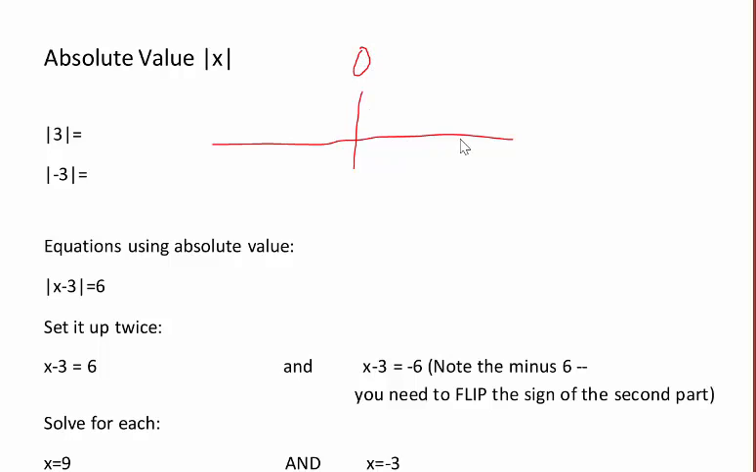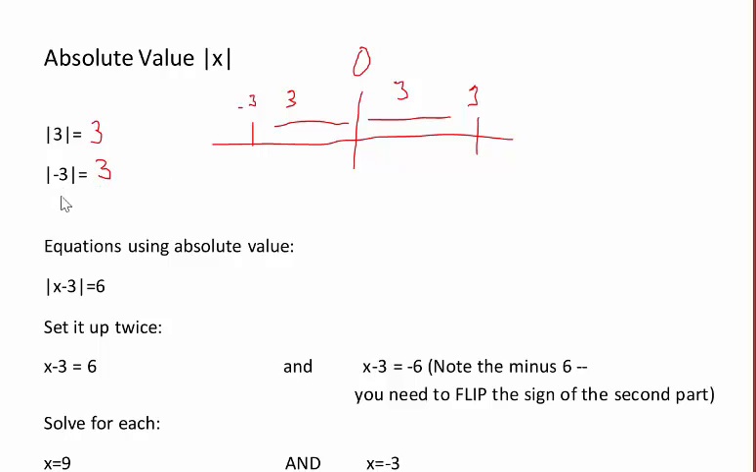So for example, what's the distance to 0? The absolute value of 3 is, what is the distance to 0? It's 3. Well, it seems pretty obvious. So the absolute value of 3 is 3. Pretty easy. Okay, and again, what's the absolute value of minus 3? Well, again, what is the distance from minus 3 to 0 on the number line? And again, the distance from minus 3 to 0 is 3.